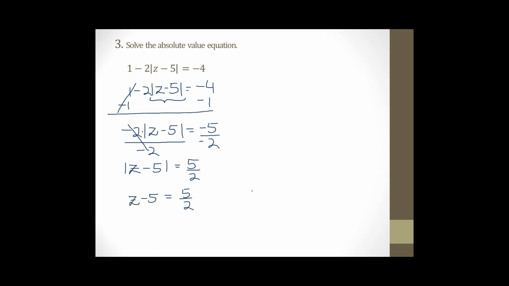And then the second version would be z minus 5 equal to -5/2. Again, we need to solve both of these equations for z. So let's add 5 to both sides. And then z is equal to 5/2 plus 5.